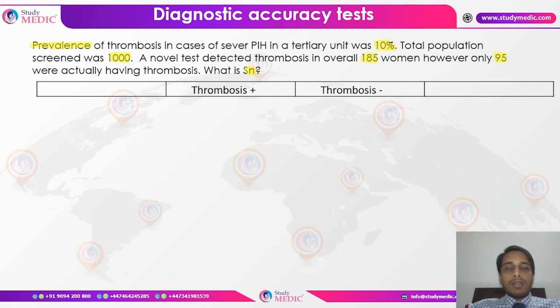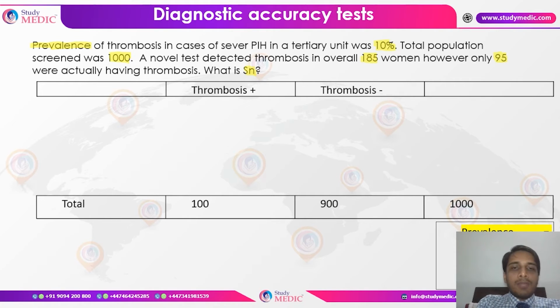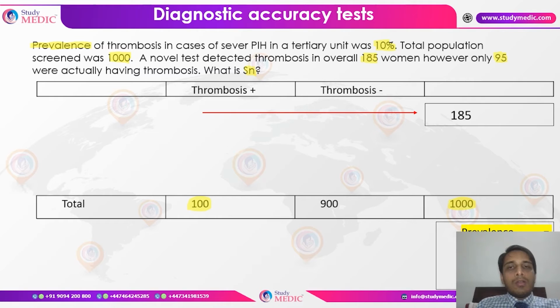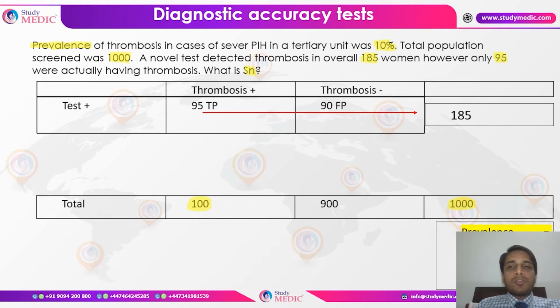On the row and columns we have thrombosis, disease positive and disease negative. Now prevalence is 10%, meaning 10 out of 100 are having thrombosis. Here the total population is 1000, so 10% of 1000 is 100. So 100 out of 1000 are having the disease in total. Now, how many are having the test positive? A total of 185 are having the test positive, as given.